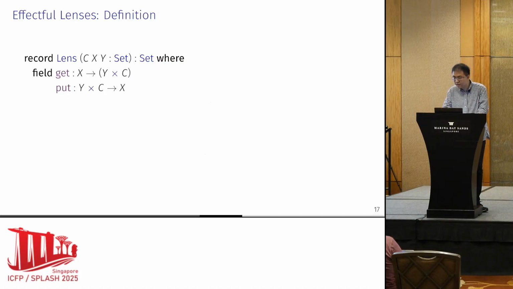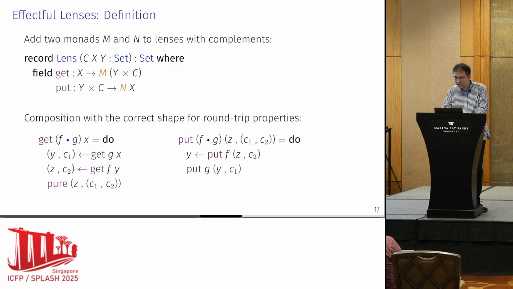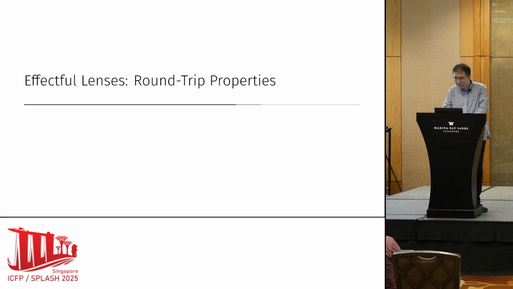Now we can consider this definition. This is the definition for pure lenses with complements. We just add the two monads M and N to lenses with complements. And we define the composition by directly generalizing the pure definitions. And then we consider the round-trip properties, which are the correctness specification for lenses.